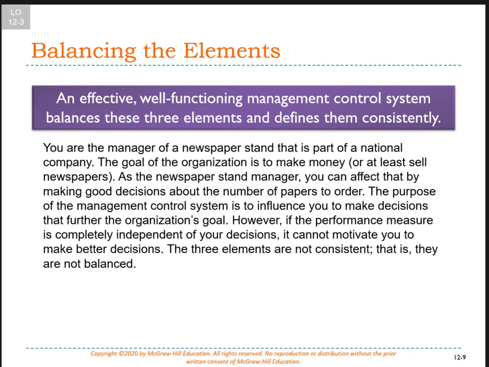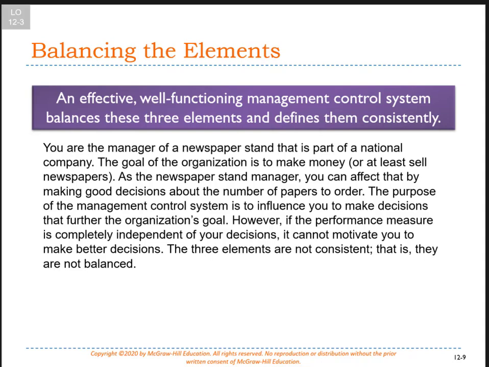For example, you want all three of those pieces to be working together, in balance. So the goal of the organization is to make money, sell newspapers. A newspaper stand manager, though, can make good decisions about the number of papers to order, to balance that with how much they think they're going to sell. We want a system in place that measures your performance against what we would expect, so that would make the whole organization prosper.